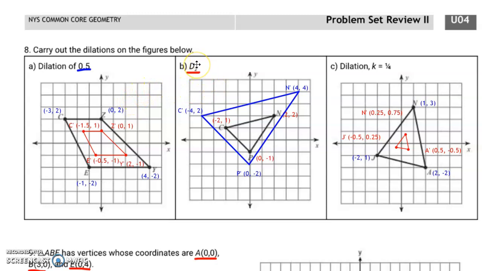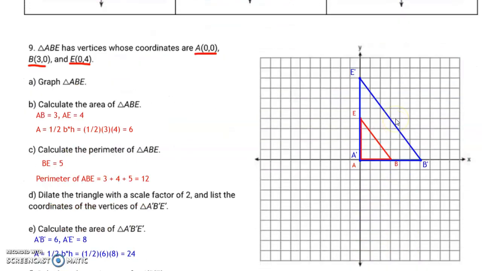Same thing here. I'm multiplying all of the numbers by 2. The original is negative 2, 1. The new is negative 4, 2. Here the dilation is 1/4, so you can either multiply by 1/4 or divide by 4, whichever is your pleasure. 1, 3 becomes 0.25, 0.75. Not too bad. Use your calculator. You can figure it out.